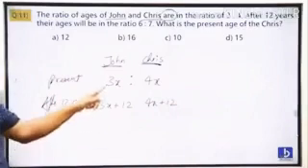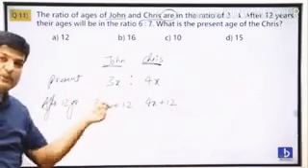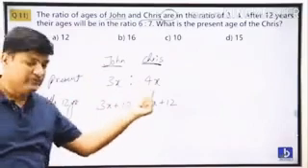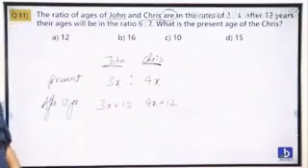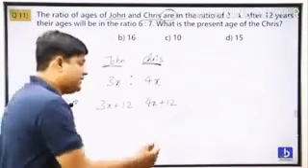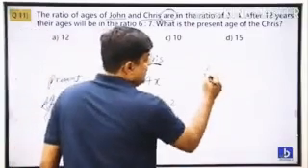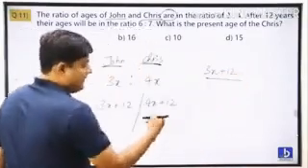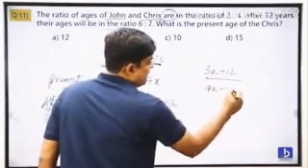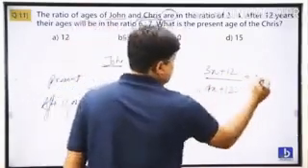Right now they are 3 and 4, so 3x and 4x I assume. Next, John will be 3x plus 12 because he will grow by 12 years, and this fellow will also grow by 12 years. After that, in the future, the ratio of these two people is 6:7. Means (3x plus 12) by (4x plus 12) is in the ratio 6 by 7.